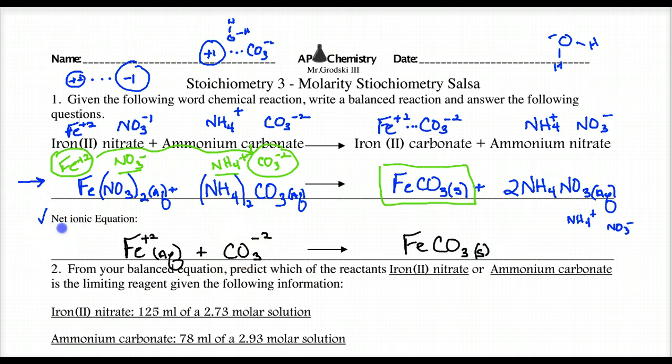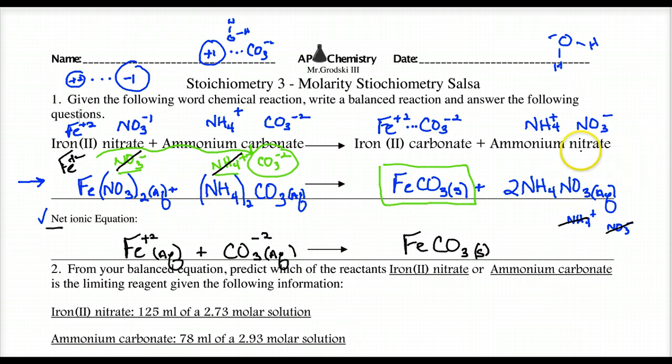That is the bottom line. That's the net, getting rid of spectator ions that are not doing anything. So I'm getting rid of the nitrates and the ammoniums, and I'm canceling them out too because they're not doing anything. All right, so I'm just left with what actually reacted. And of course, I'm not forgetting my phase, which I almost did. Okay, so there we go.